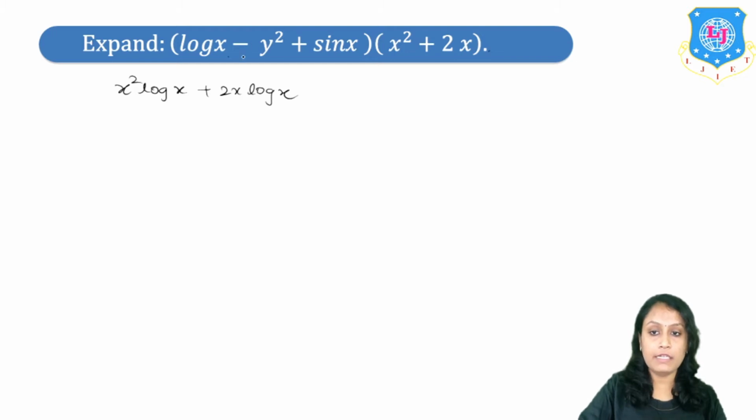Then we will take minus y square and multiply it with x square and 2x. It will give you minus x square y square minus 2x y square. At last, take sin x and multiply with these two terms. It will give you x square sin x plus 2x sin x. So this is the expansion of these two brackets.